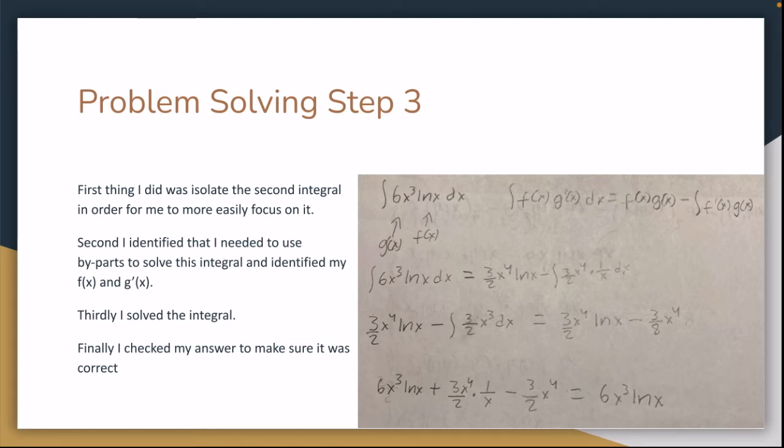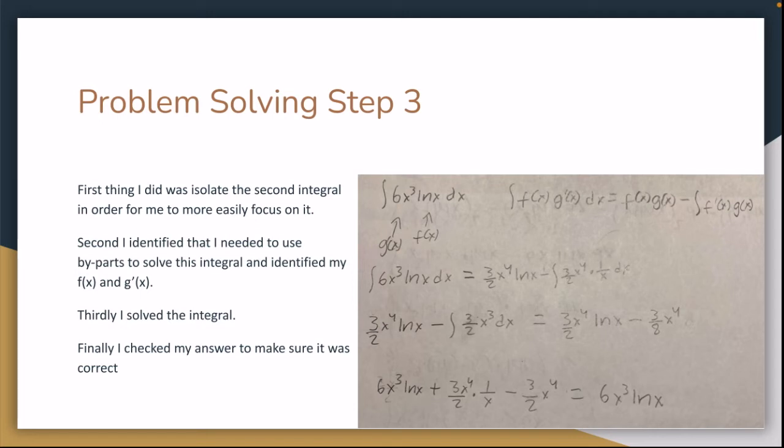And I knew I would be using integration by parts here, so I quickly rewrote the by-parts rule on the top right, and I identified my f of x and g prime of x as f of x equaling natural log of x and g prime of x equaling 6x cubed. Now that I had identified them, I rewrote it into the by-parts rule.